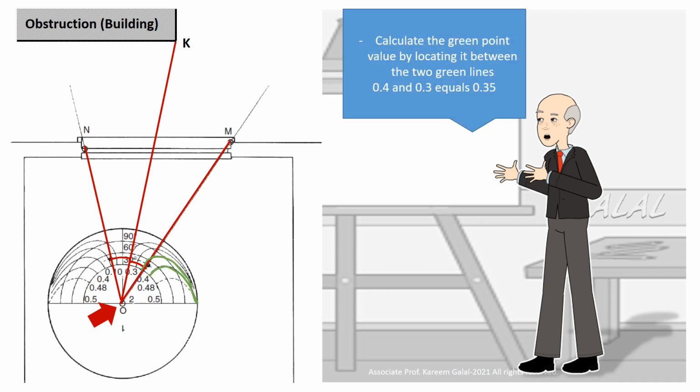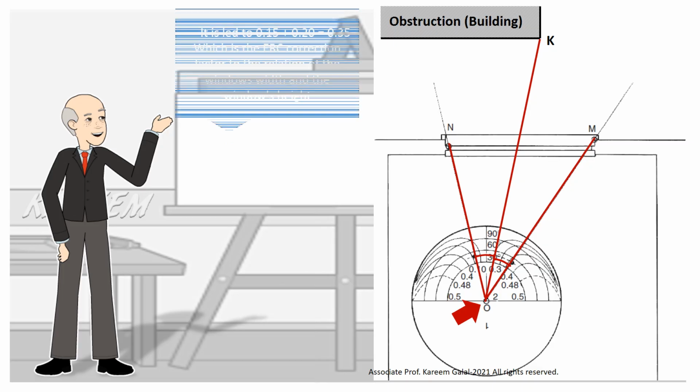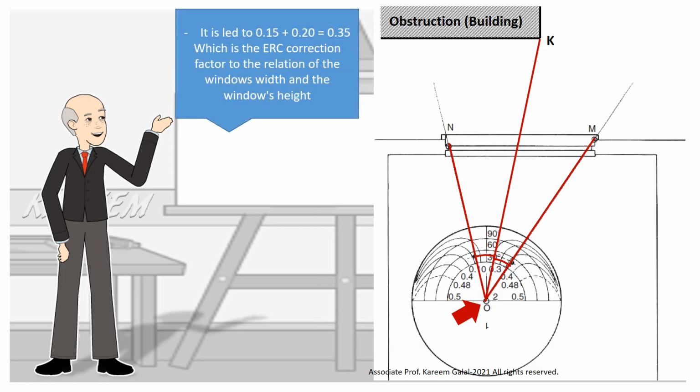Calculate the green point value by locating it between the two green lines: 0.4 and 0.3 gives 0.35. This leads to 0.15 plus 0.20 equals 0.35, which is the ERC correction factor for the relation of the window's width and the window's height.